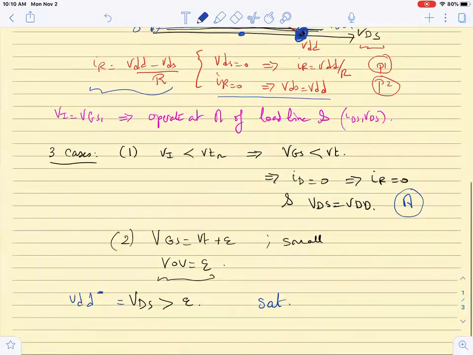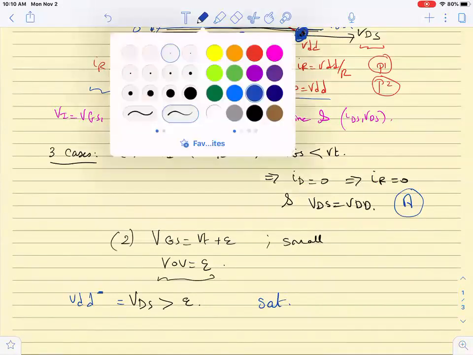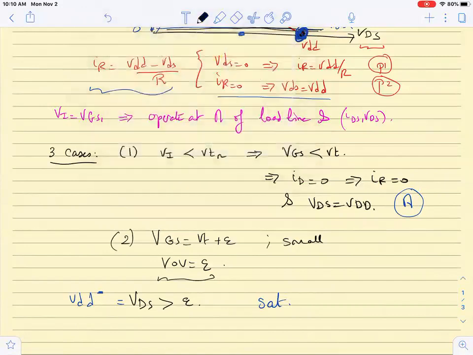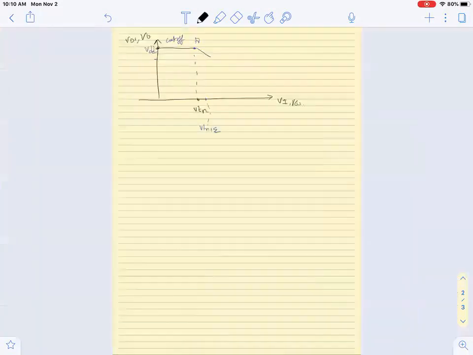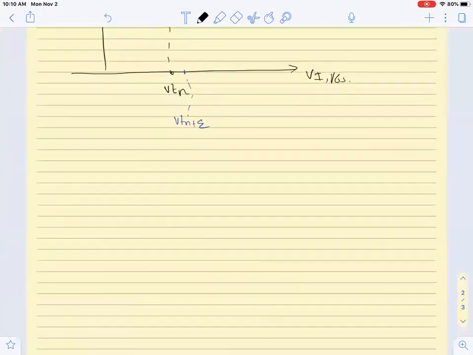In this scenario we derived last time that for V out, IR will be equal to ID, which is half K prime W over L times VOV squared, and in this case we can find V out.